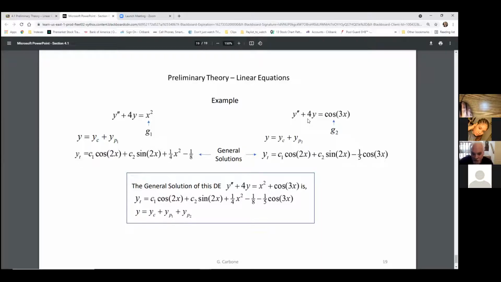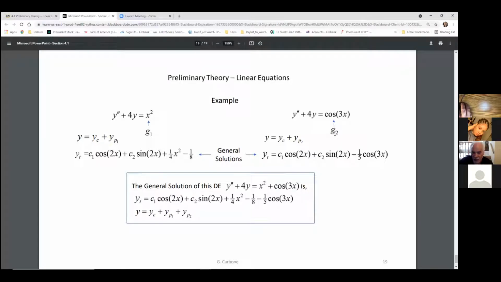Now here, once again, this has the same complementary solution, because if I set this equal to 0 and this equal to 0, both of these are the same homogeneous differential equation. But now I have a different G2 here. This is what we did before, previously. I have a different G2 here.